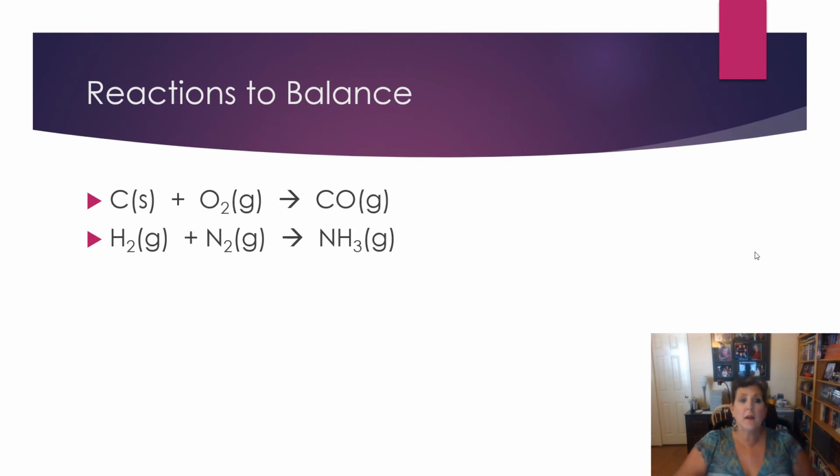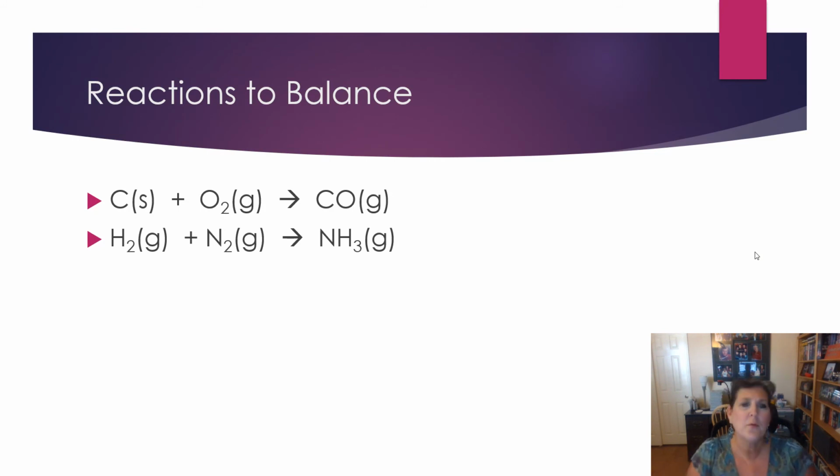Okay, let's look at the next one, a little bit harder. H2 gas plus N2 gas makes NH3 gas. Let's look at the N's first. And I'm just picking that randomly. We could look at the H's first. It doesn't matter. We have two N's on the left side. We only have one N on the right side. So what can we put in front of NH3 to make two N's over there?